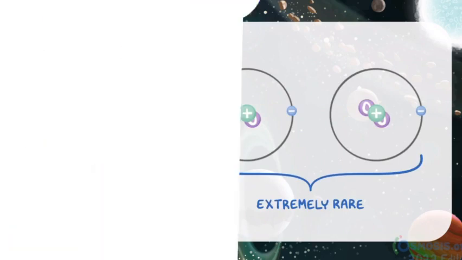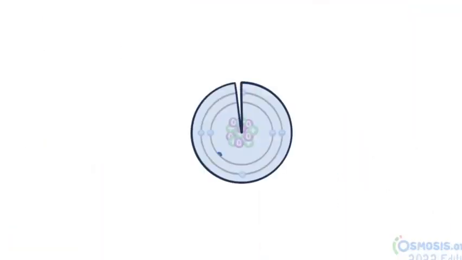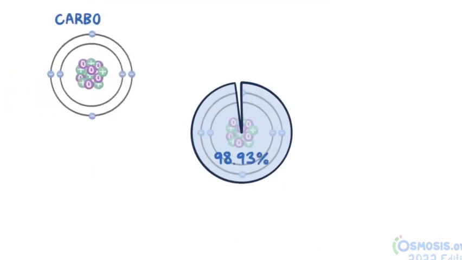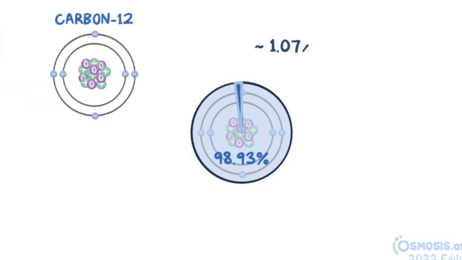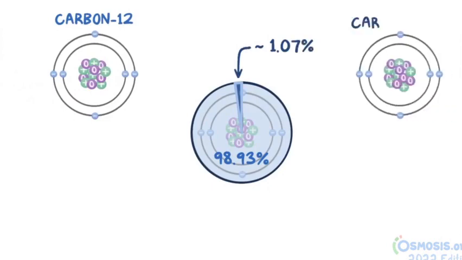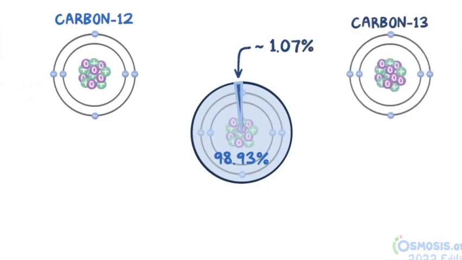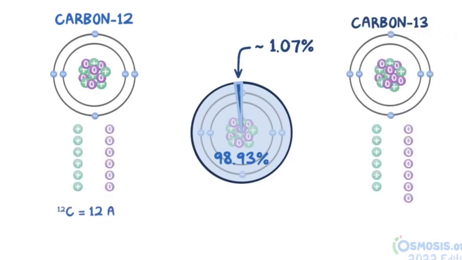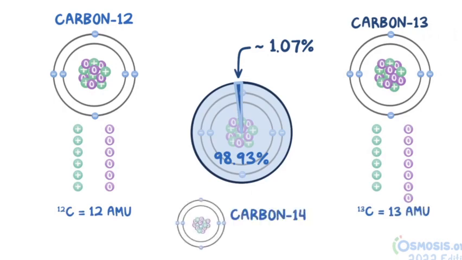Let's do another example. 98.93% of all of the carbon atoms in the universe are carbon-12, and only about 1.07% of all the atoms in the universe are carbon-13. Since carbon-13 has one more neutron than carbon-12, we would expect the mass of carbon-13 to be about 13 AMU. Carbon-14 isotopes also exist, but in negligibly small quantities.